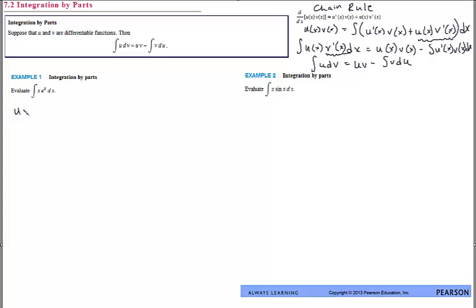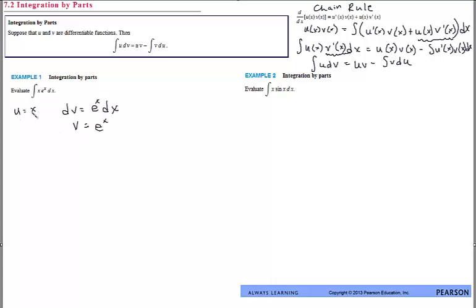So I'm going to let u in this case equal x, and I'm going to let dv equal e to the x dx. Now I need to know what u is, I need to know what du is, and I need to know what v is. So oops, I forgot my e to the x. So what I'm going to do is take the integral of both sides so I can figure out what v is. So if I take the integral of both sides here, v is going to equal the integral of this, which is just e to the x.